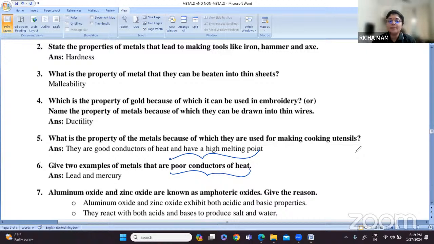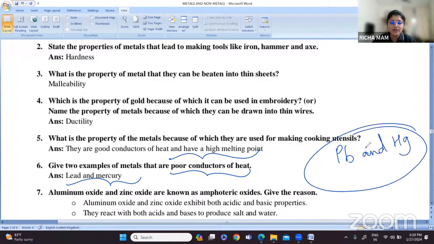So which is the metal that is a poor conductor of heat? It is lead and mercury, Hg. Remember this. Which are the metals which are poor conductors of heat? Lead and mercury. Remember these. Fine.